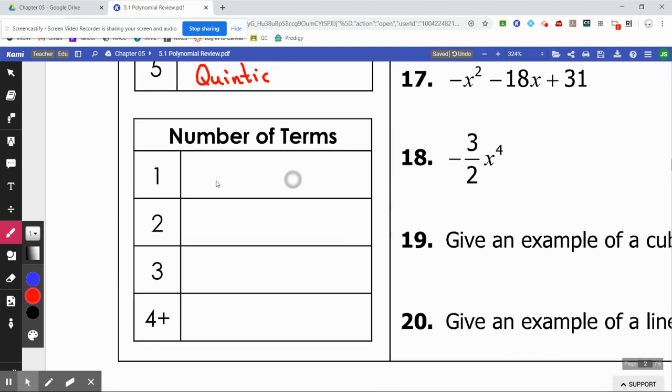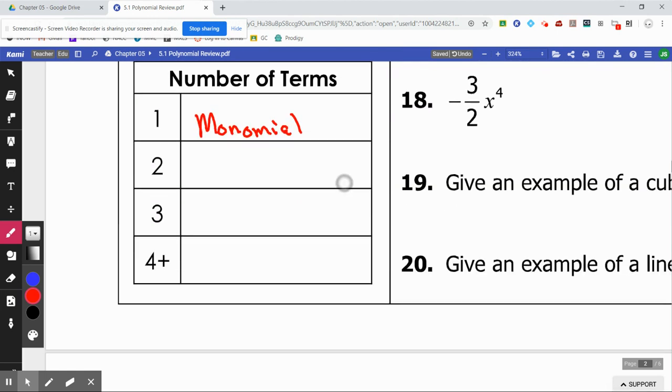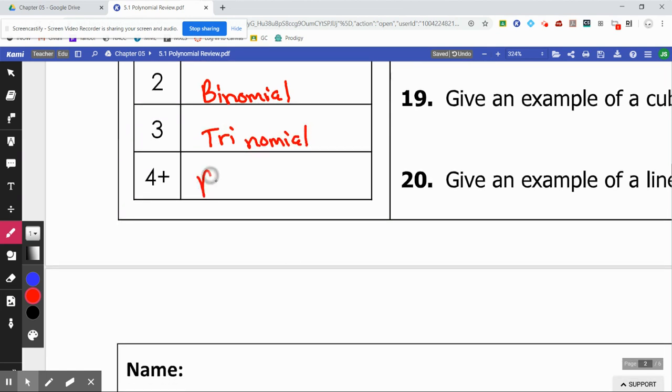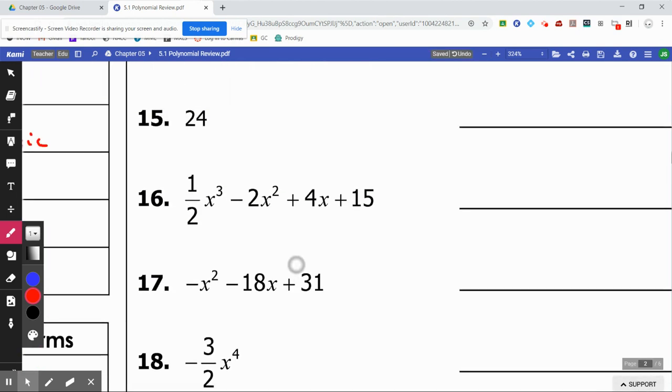Then, based on how many terms you have, we've already used the word monomial once, but a one-term polynomial is a monomial. We know that bi means 2, so a binomial would have 2 terms, and 3 terms would be a trinomial. Anything 4 and more is just a plain old polynomial. And all of those are polynomials. We just have no special names if it has 4 or more terms.